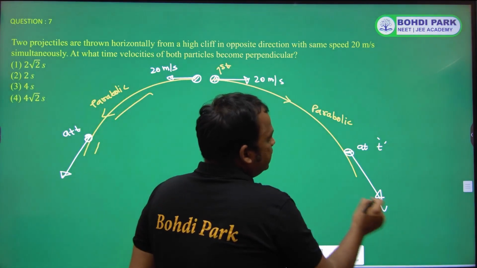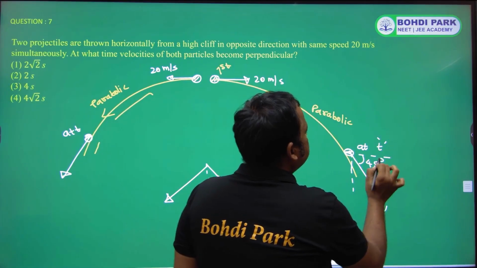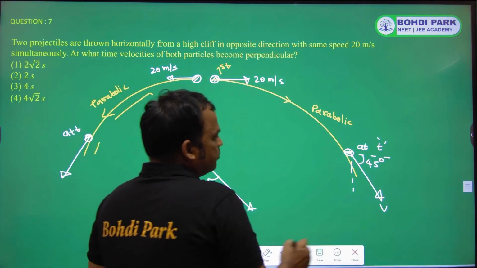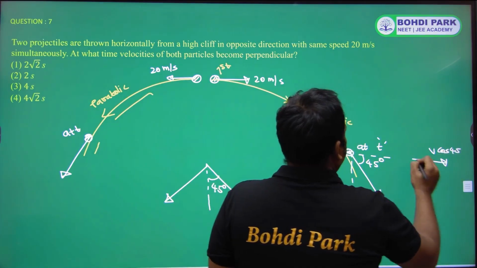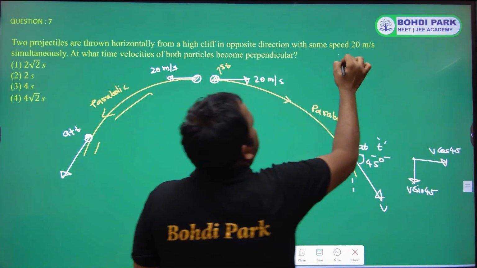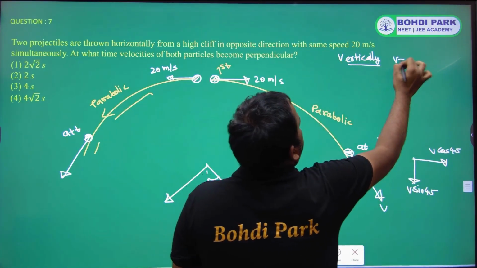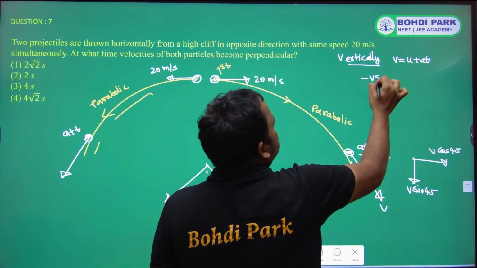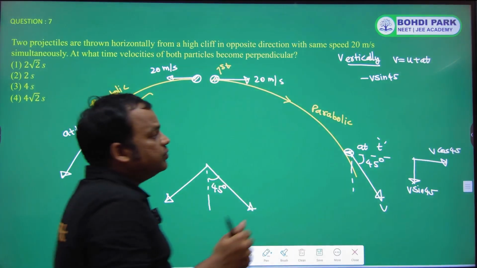So this is V, and with vertical and horizontal both it will make 45 degree. So what is the horizontal component? V cos 45, vertical component V sin 45. So we can use vertically V is equal to U plus AT. So minus V sin 45, it is downward, so that's why negative.